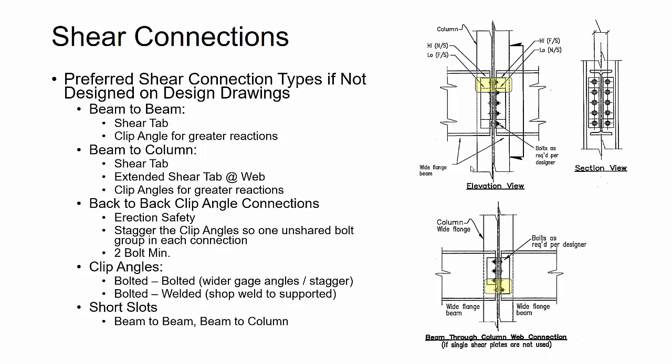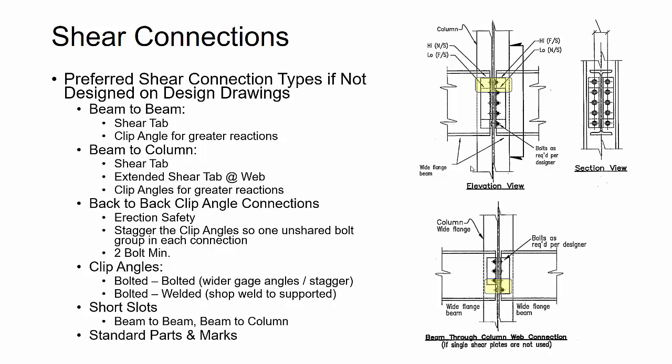Some erectors actually don't want short slots at beam to column because it actually affects their ability to plumb the building and the main grid line steel and beams to columns. So for beam to beam, they may say yes to short slots, but beam to columns, they won't. So you want to get this verified at the early stages of the project.